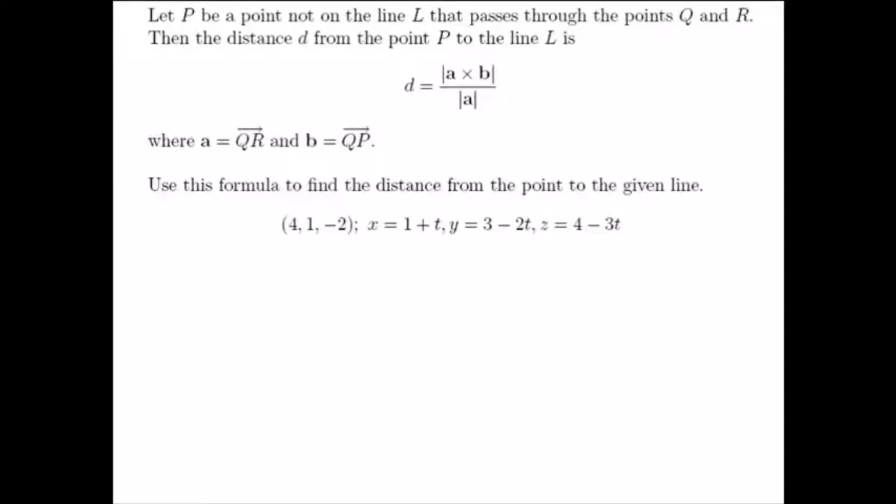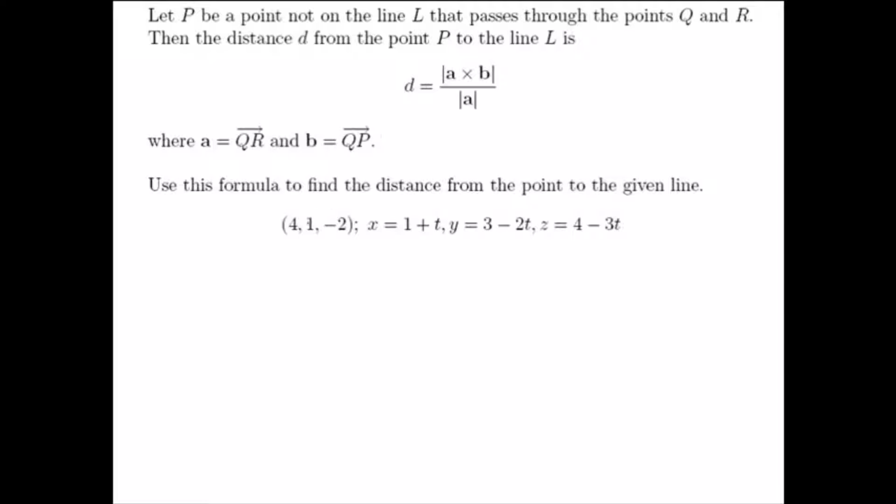Let P be a point not on the line L that passes through the points Q and R. Then the distance D from the point P to the line L is given by the magnitude of the cross product A cross B divided by the length of the vector A, where A is the vector that goes from Q to R and B the vector that goes from Q to P. Use this formula to find the distance from the point to the given line.